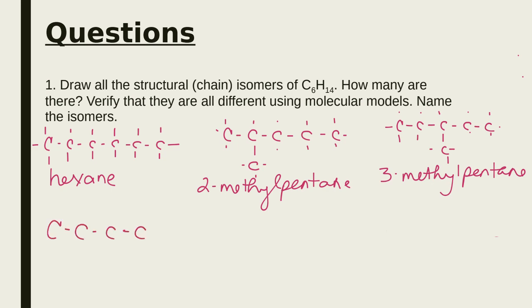And now I have 2 extra carbons to maintain this formula. And where would I place them? Don't place them on the ends. When you place them on the ends, you just extend the longest chain. So what we could do is put 1 carbon each on carbons 2 and 3, and we can call this 2,3-dimethylbutane.